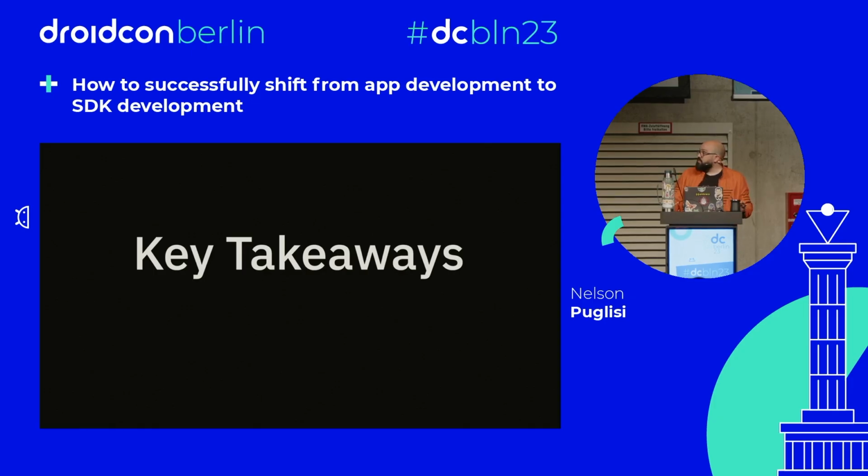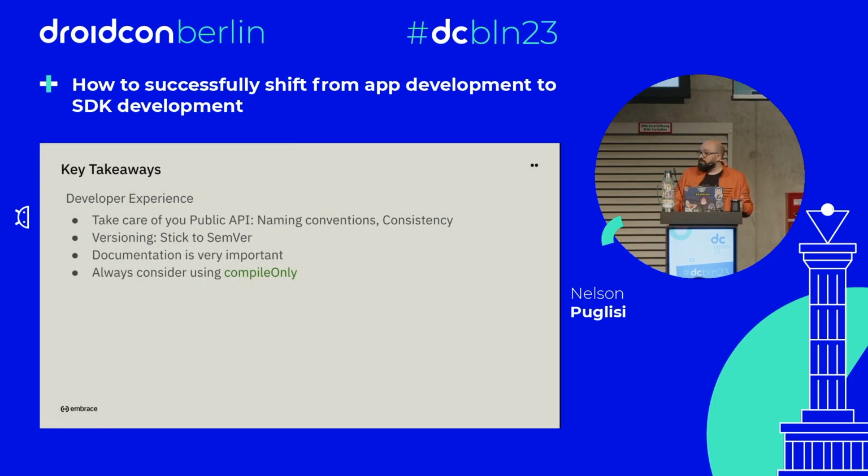So, to summarize, the key takeaways of this talk around developer experience: take care of the API on the conventions and consistency. Stick to Semver. It's pretty important to use Semver. The documentation is the hardest part for any developer, but it's one of the most important things you need to take care about. And of course, always consider compileOnly. Please always consider using compileOnly.